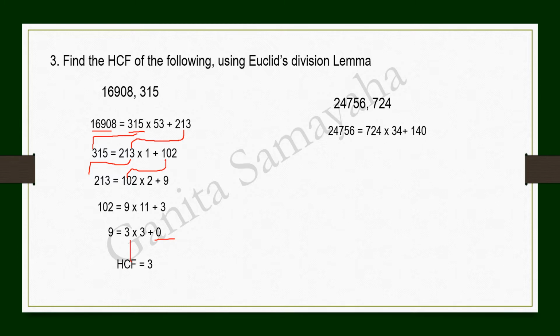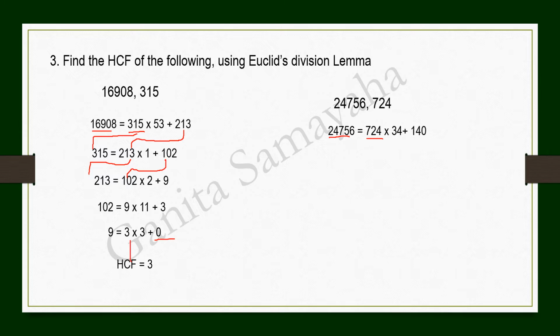Again here we have approximately 700. 700 into 3 is 2,100. Here the last 4 digits are 2,400. So 2,400 minus 2,100 is just 300. So we can proceed with this. That is how we mentally try to find the quotients, children.